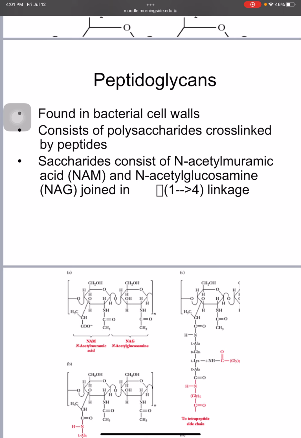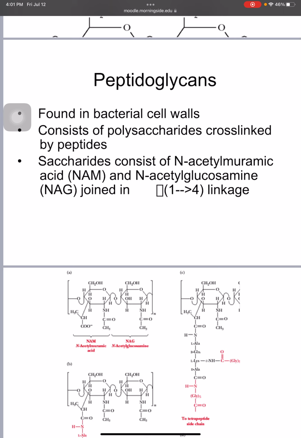There's another group called peptidoglycans. And again, we saw this with lipids. You can have a mingling of different biomolecules together that can make a structure for an intended purpose.